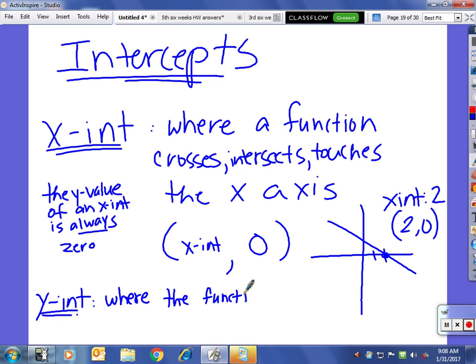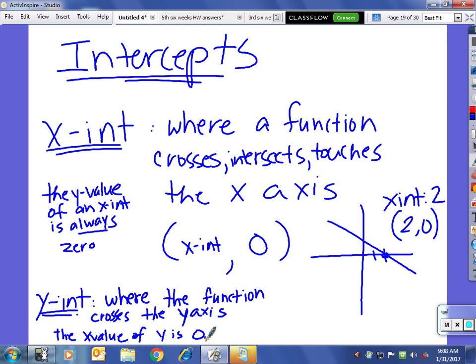Lots of times this one's identified in the equation, depending on what form of the equation you have. It's where the function crosses, and again, crosses means intersects, touches, passes through. All of those things mean the same thing. Where the function crosses the y-axis. What do you know about every y-intercept that exists in the world? The x value is 0. The x value of every y-intercept is 0.